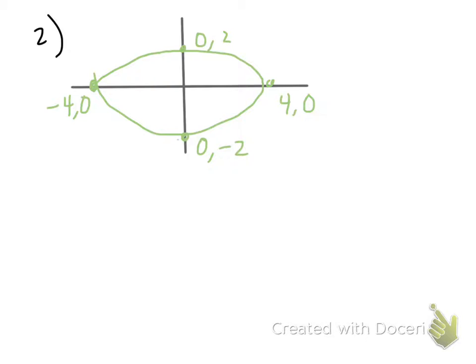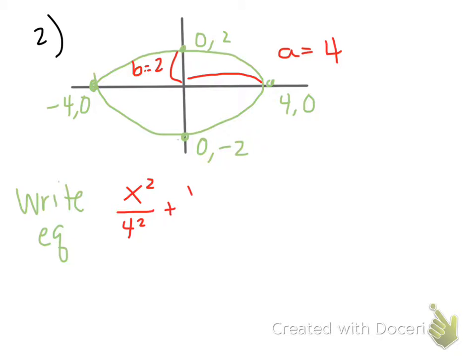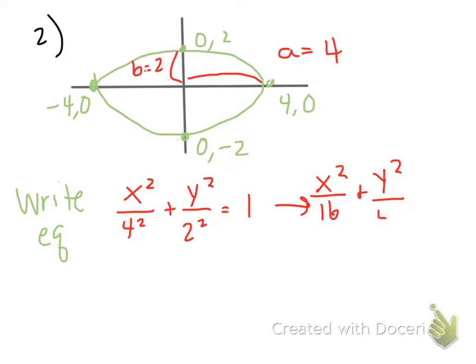Question 2. Here is an ellipse. It's drawn beautifully. Your goal is to write the equation. Okay, so write the equation. You can tell that A is 4 and B is 2. So x squared over 4 squared plus y squared over 2 squared turns into x squared over 16 plus y squared over 4 equals 1.